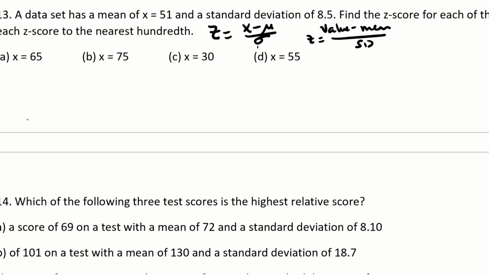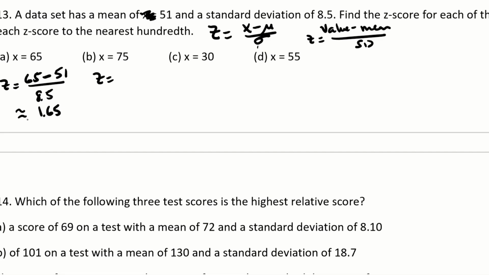So the value is 65 here, so let's go ahead and do that. So we get 65 minus the mean. You can ignore this. Let's just say the mean is 51, so it really should say x bar or mu, but just ignore that x there. So the mean is 51 divided by the standard deviation is 8.5. And there you go. So then do it on the calculator, round it to the nearest hundredth, you get 1.65.